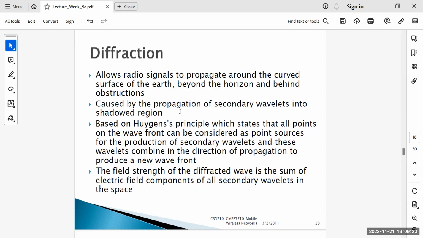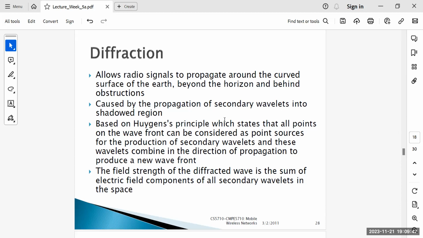So this is caused by the propagation of secondary wavelets into the shadowed region. The shadowed region is the one which is not in your line of sight. This is based on the Huygens principle, which states that all points on the wavefront can be considered as point sources for the production of secondary wavelets, and these wavelets combine in the direction of propagation to produce a new wavefront. So this is kind of a repetitive process.